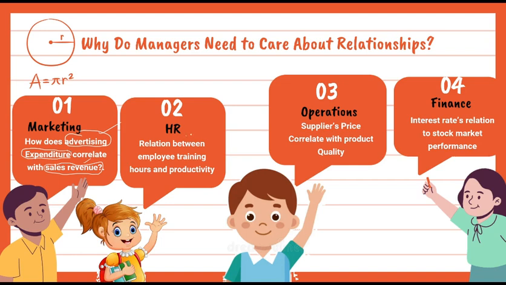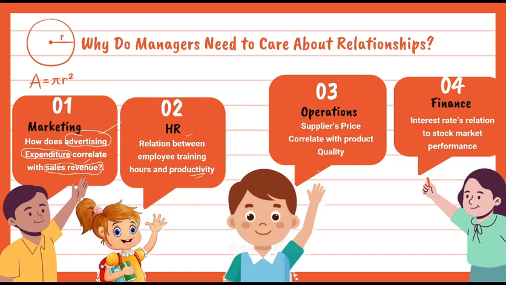In human resources, we can understand the relationship between employee training hours and productivity. If I give some training to my employees, I expect that productivity will go up. Whether the number of hours my employees are trained increases the productivity or not, I can understand with the help of the correlation coefficient. This is why we must be interested in understanding relationships.